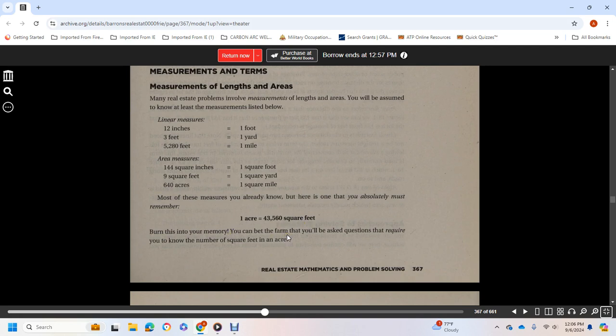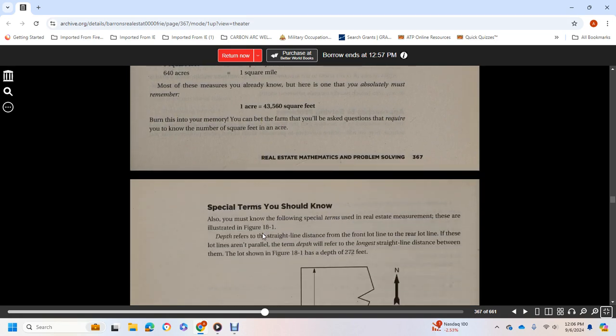Remember this in memory. You can bet the farm you'll be asked for it, which requires that you know the number of square feet in an acre. Special terms you should know: you must also know the special terms of real estate measurement. They are illustrated in Figure 18.1.